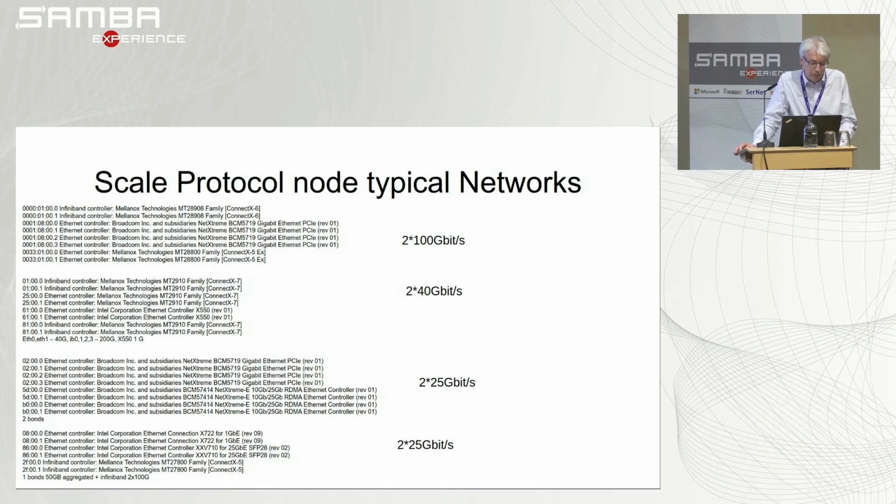And the bottom ones in the first example are ConnectX-5 cards. They are used as Ethernet controllers, so they give us 2 times 100 gigabits speed. The next example again has lots of network cards, but the ones used for the protocol section are 2 times 40 gigabits. And another example, 25 gigabits, and one more 25 gigabits.